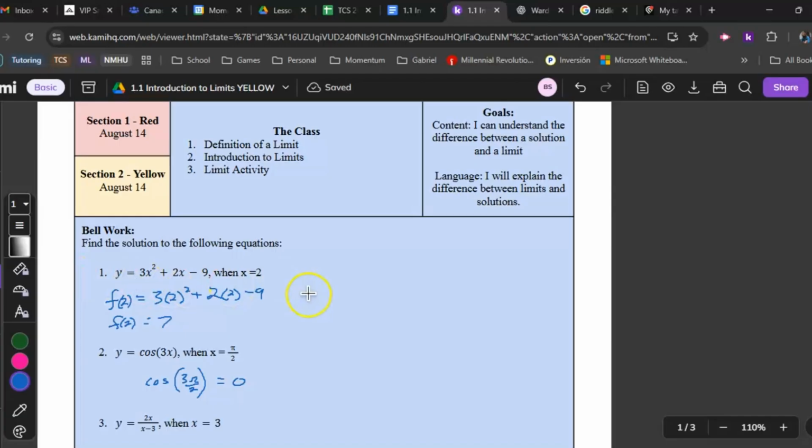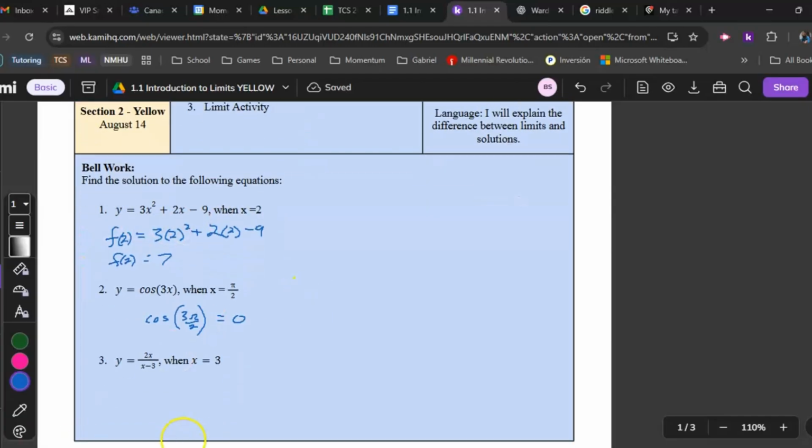The last one here, what happens when I plug in x equals 3 this time? 6 over 0. 6 over 0, what does that mean? Undefined. Undefined, right? I cannot divide by 0. I don't think you guys learned this, but the reason is that there's an infinite number of answers when you divide by 0, so we can't do it. Okay? That's what undefined means. There's too many answers.